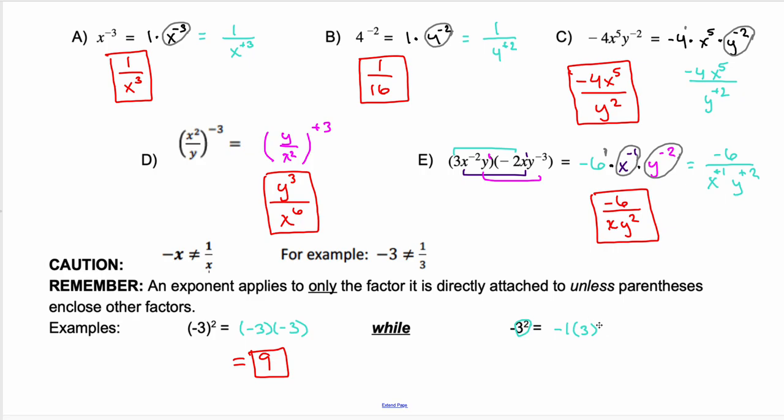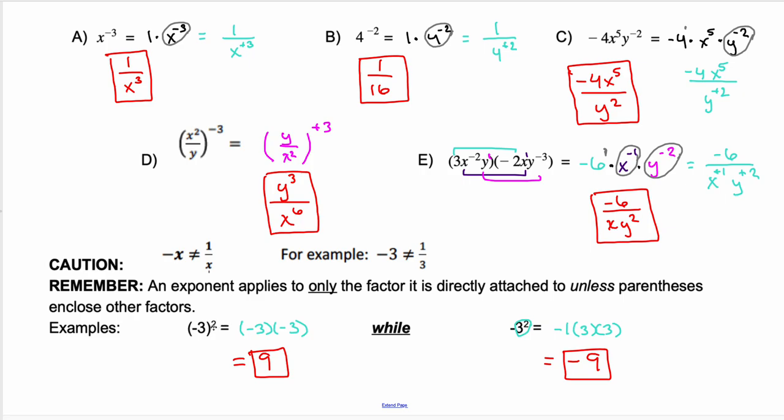3 squared means you write out 3 twice. So we have negative 1 parentheses 3, close parentheses, open parentheses, 3, close parentheses. Because only the positive 3 is being touched with the exponent, we write out the positive 3 twice. So what does this turn into? 3 times 3 is 9, times negative 1 is negative 9. It looks like these problems are the same, but they are not. One has parentheses and one does not.